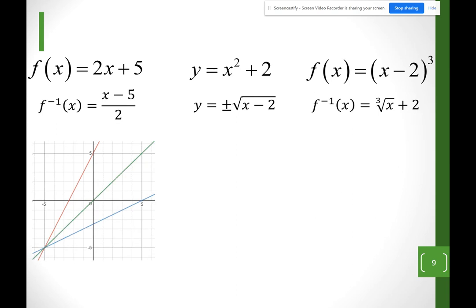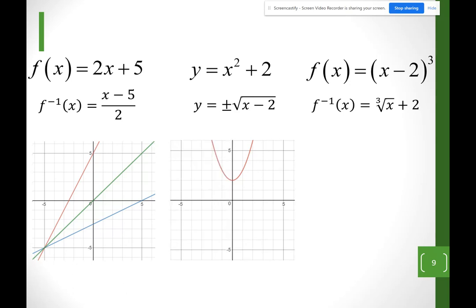So in red, I have f of x. In blue, I have f inverse of x. And in green, I have the line y equals x. Okay, I'll come back to this. Let's take a look at the second one, x squared plus 2. We know it's a parabola, it opens up, and it moves 2 up. We know the vertical shifting. Now for the inverse, I do the positive square root and the negative square root, and I get that. That's the graph. And then in green, let me do the line y equals x.